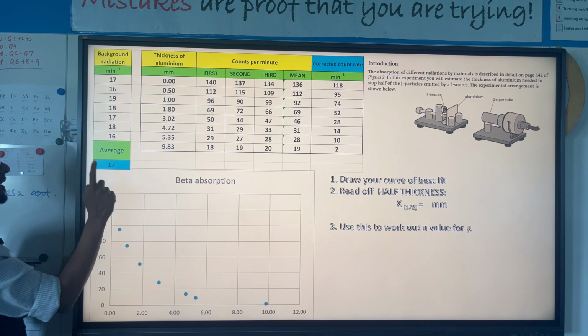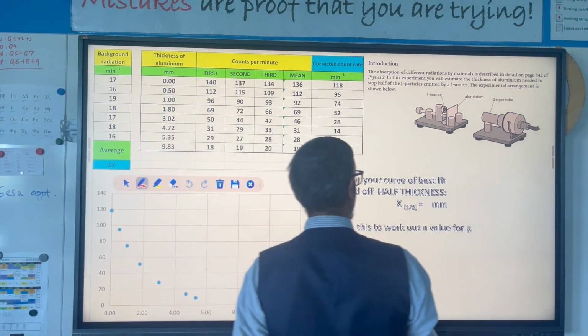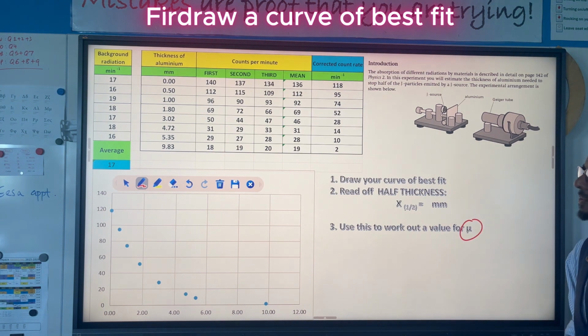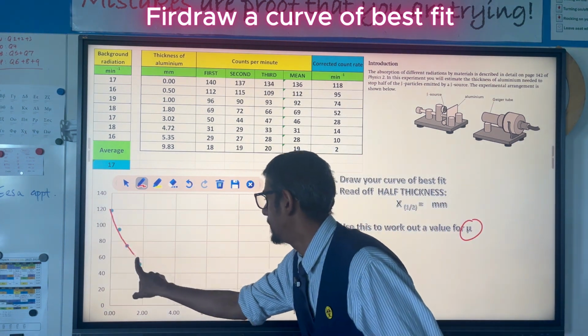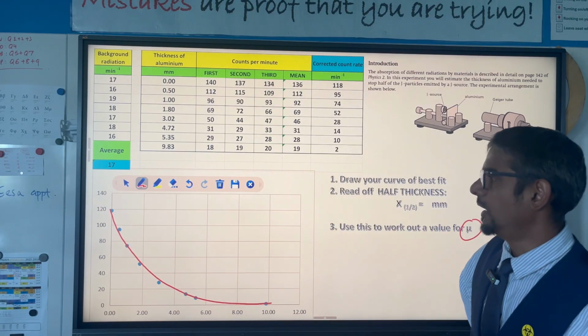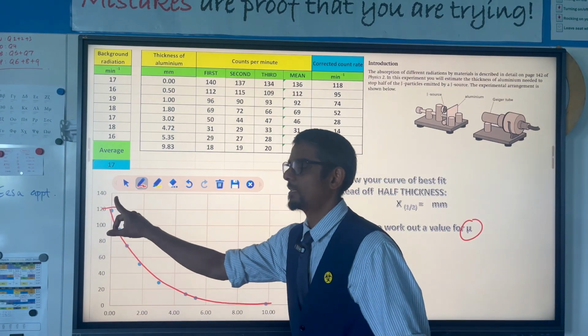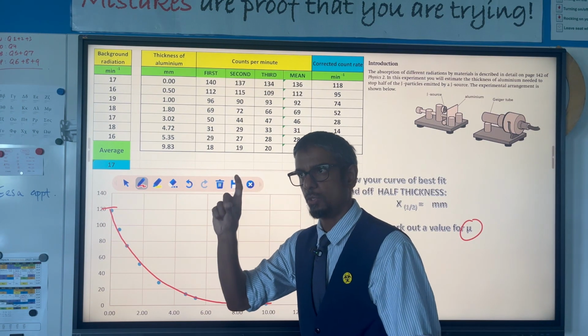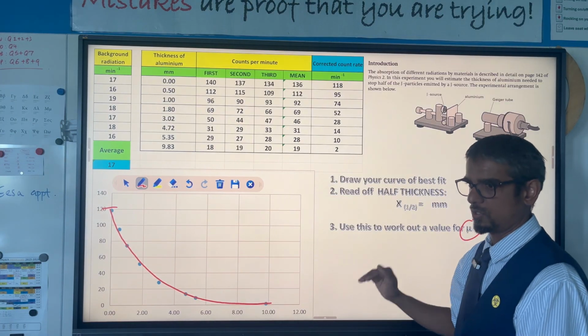So this is the first method. How are we then going to work out mu? The first way: first thing you do, you draw your curve of best fit. And notice that this is an exponential decay. An exponential decay hits the y-axis because it starts with I naught, but then it's supposed to be an asymptote there because it never decreases to 0.